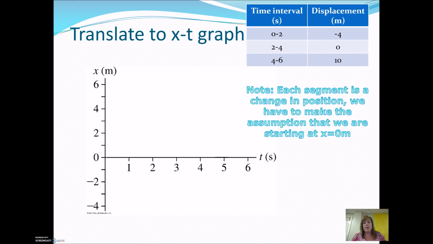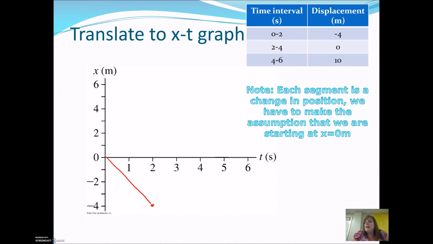So here we're going to have to make an assumption because I didn't tell you. We're going to assume that we start at a position of 0. And when I get to 2 seconds, according to what I found, we are at -4 meters. So we're going to draw a nice straight line from 0 to -4, because remember, it needs to be a constant slope because I have constant velocity.